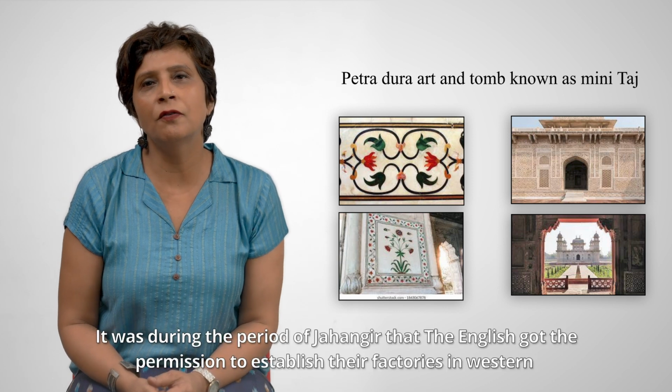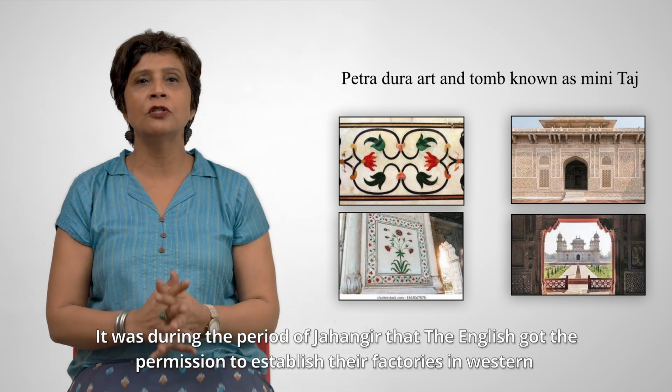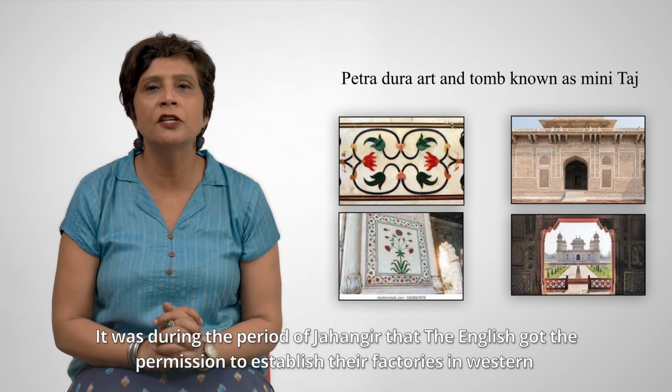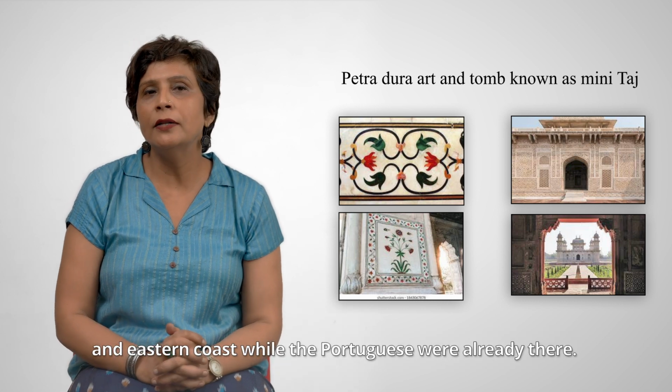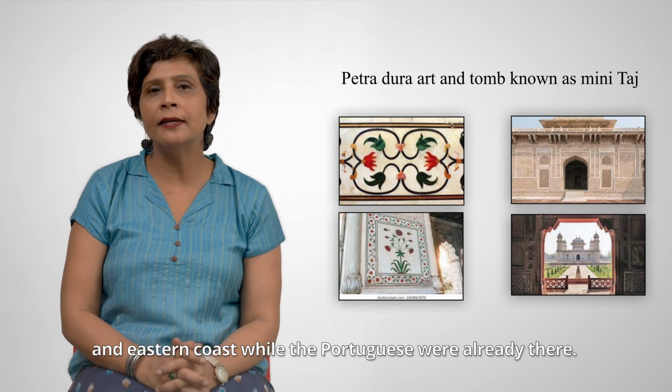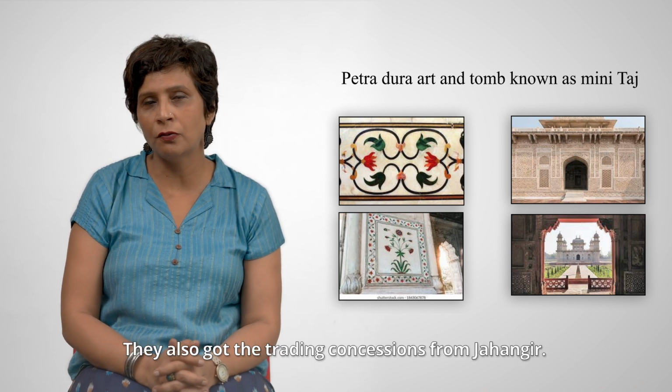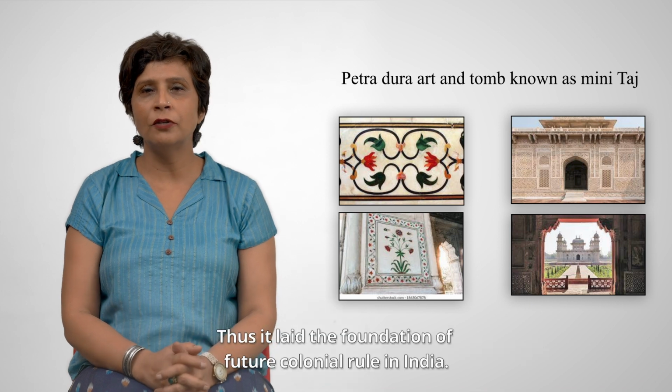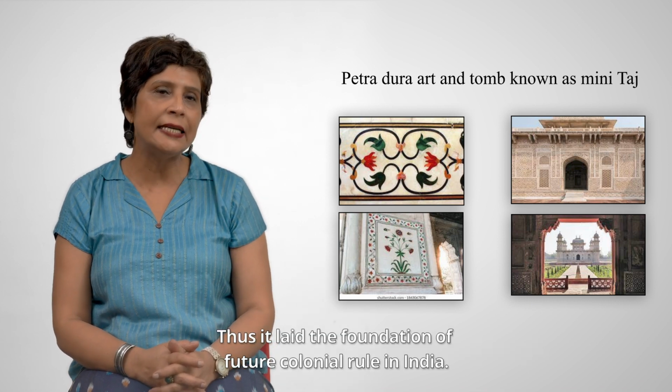It was during the period of Jahangir that the English got the permission to establish their factories on the western and eastern coast of India, while the Portuguese were already represented as European elements. They also got trading concessions from Jahangir. Thus, it laid the foundation of the future colonial rule in India.